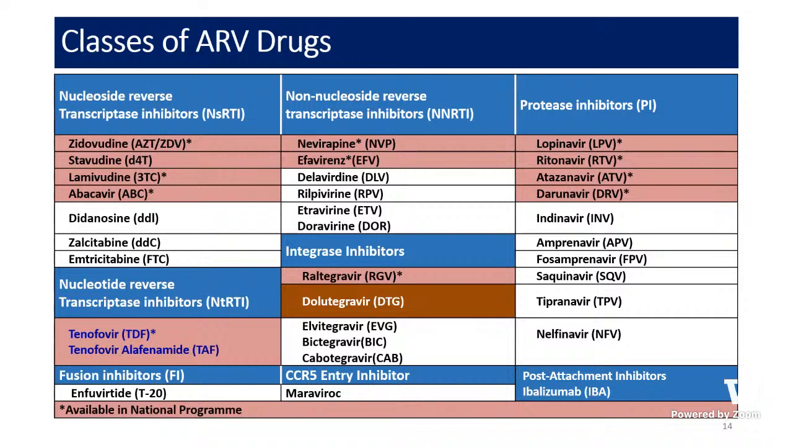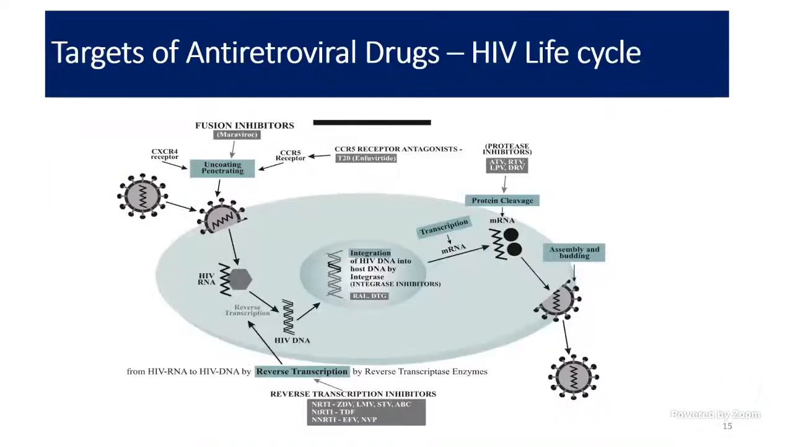We are quite aware of the other types of ARV drugs, that is the NRTI, NNRTI, and the PI. And dolutegravir or raltegravir is new in the ART regimen under NAPO, and both are integrase inhibitors. Now I will come to what an integrase inhibitor is.